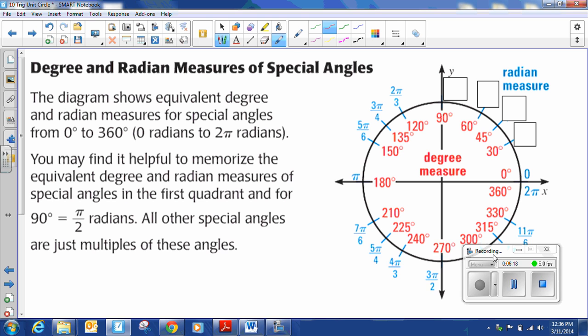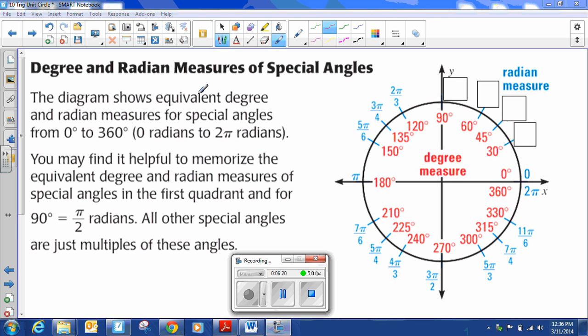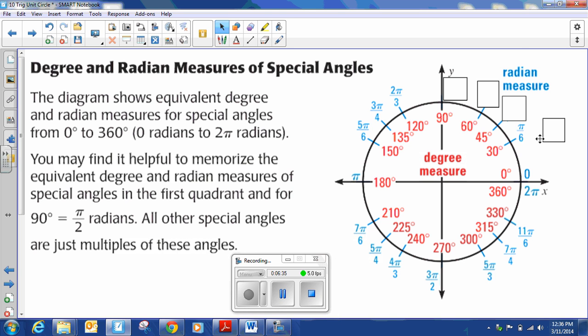Now the important thing is to realize that in this full circle we have degrees, but we also have all of these radians. Now these angles are very, very important, so we eventually need to memorize these, but not yet. So we found 30 degrees, which was pi over 6. There's pi over 4, there's pi over 3, and there's pi over 2.